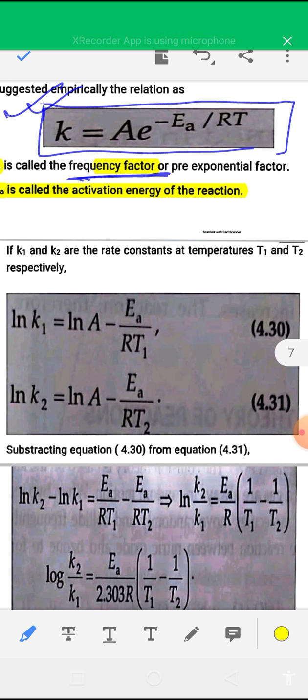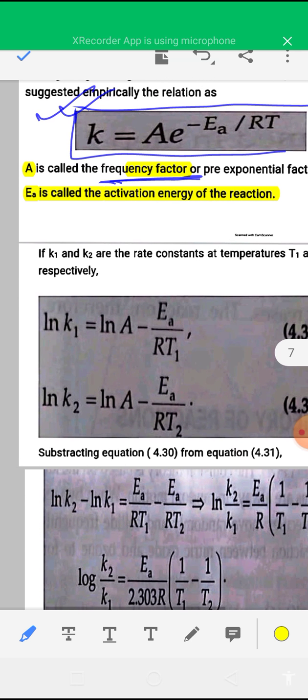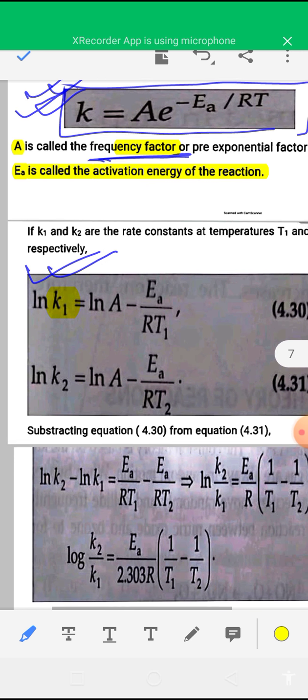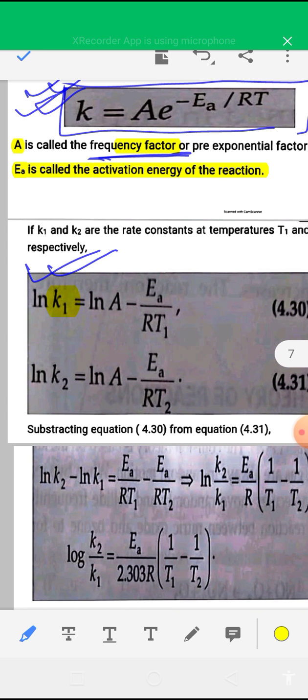If at two different temperatures T1 and T2 the rate constants are k1 and k2, you can rearrange this equation by taking log on both sides. If at temperature T1 the rate constant is k1, then you can write ln k1 = ln A - Ea/RT1, and if at temperature T2 the rate constant is k2, then you can also write ln k2 = ln A - Ea/RT2.